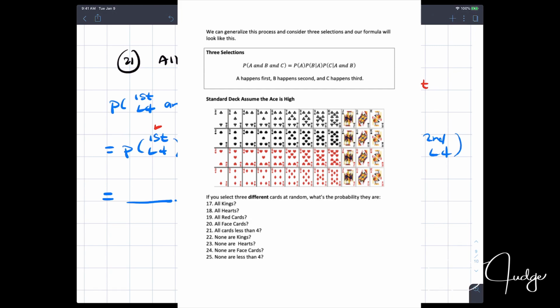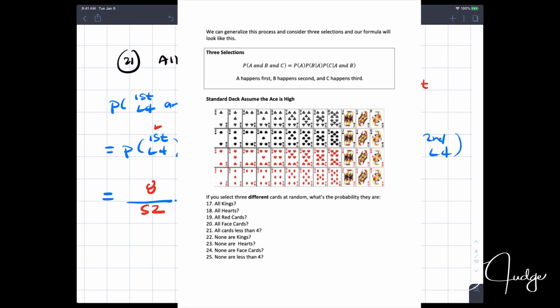There's only 2 cards, assuming the ace is high. That means the 2 and the 3, which are less than 4. So we say 2 plus another 2 plus another 2, or 2 times 4. What that means for us is that there are 8 cards out of 52 that are less than 4, assuming the ace is high.